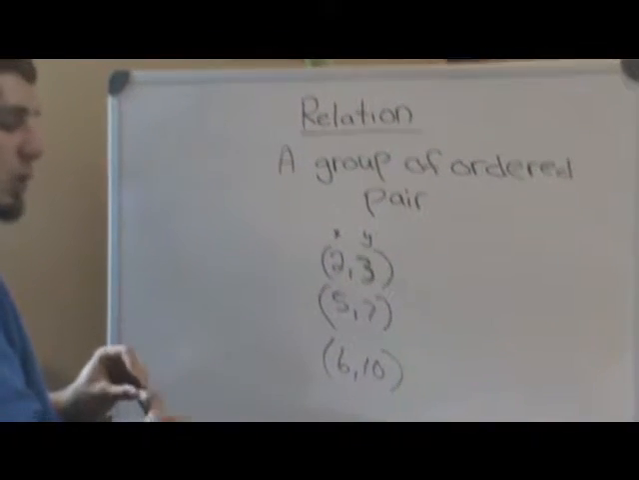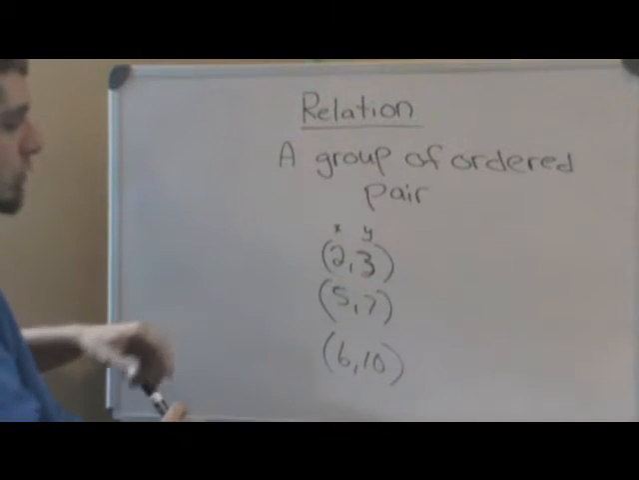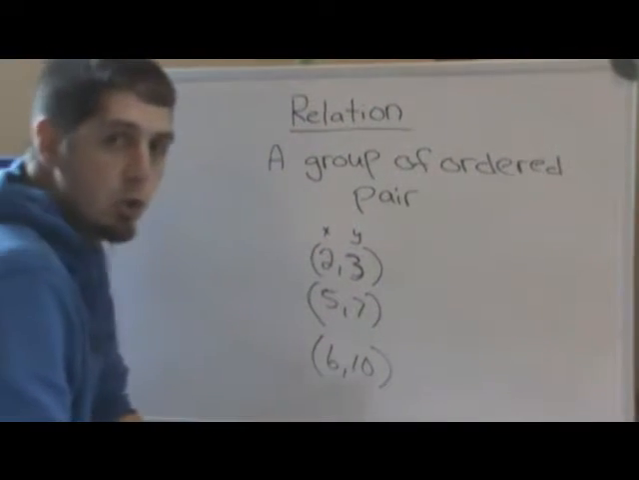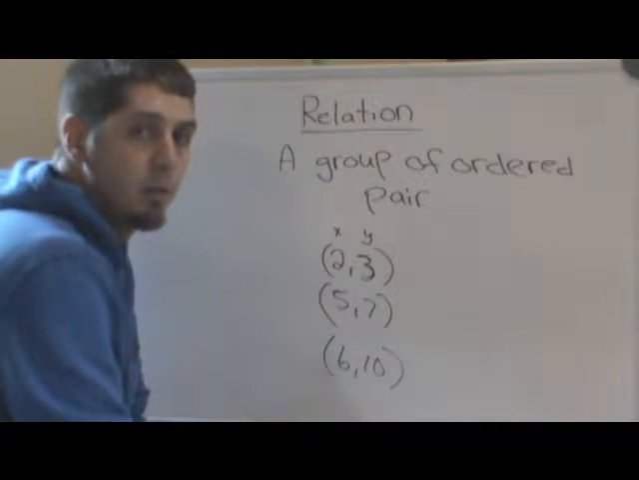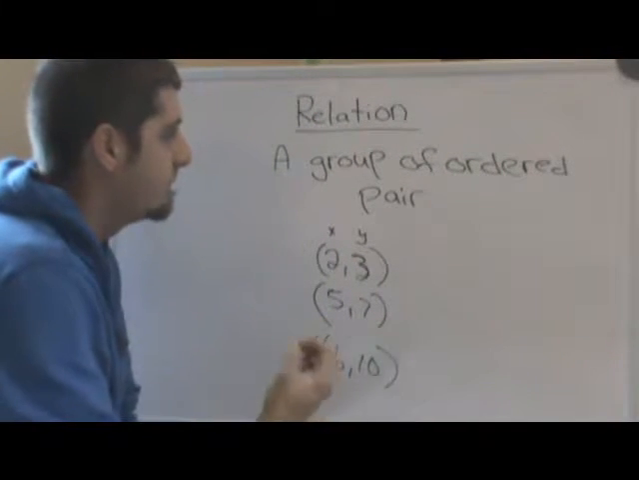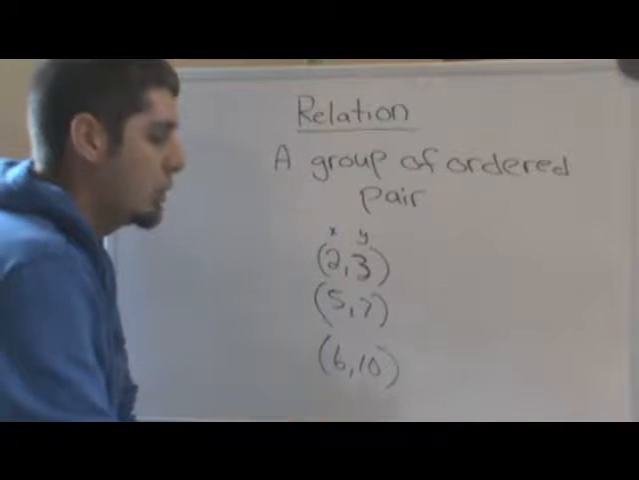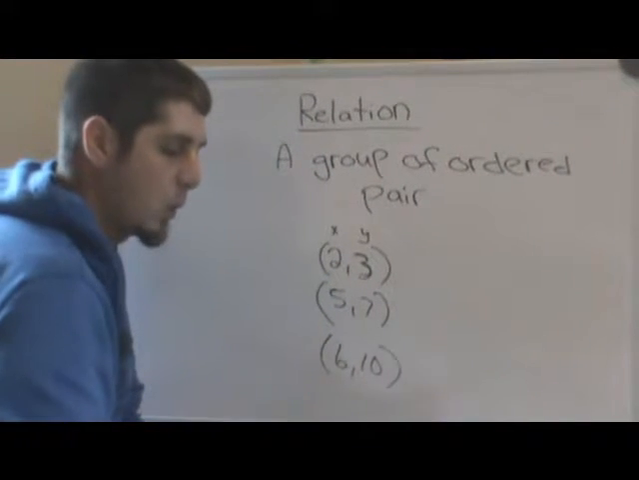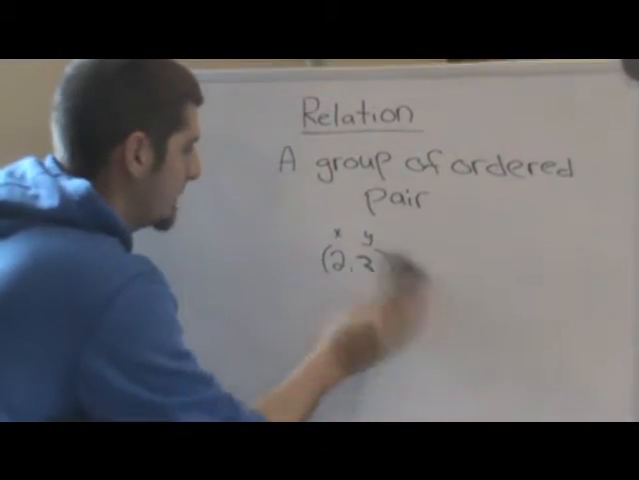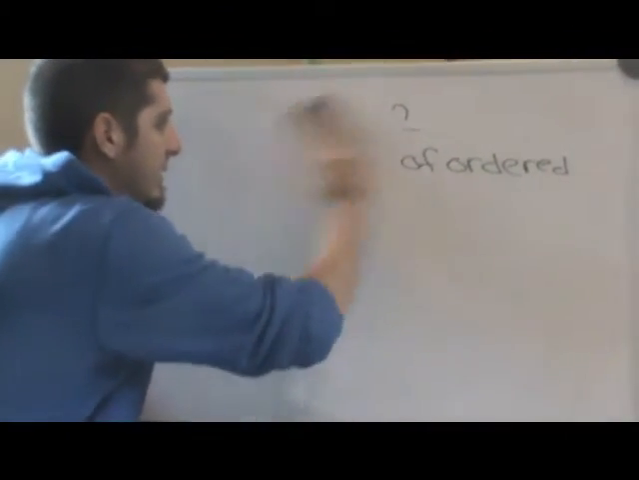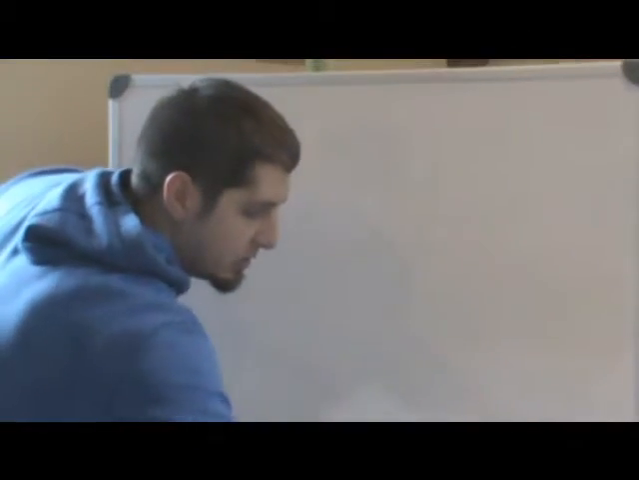Now, a function is a special type of relation, or in other words, a function is a special group of ordered pairs. You might want to write that down. A function is a special group of ordered pairs. Now, what makes a function so special? That's the big question. What makes one group of ordered pairs stand out from the rest?